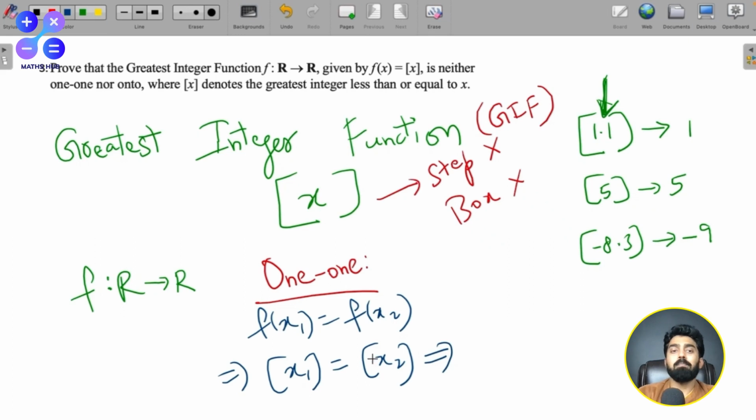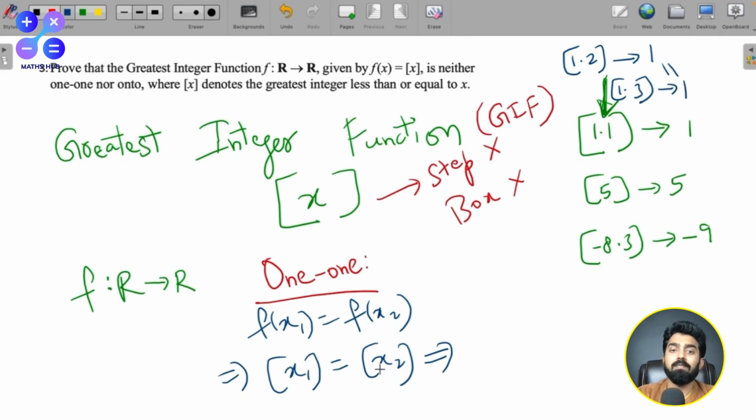Now, if we have two values equal in a greatest integer function, can we say x1 equals x2? No, because if you have the step of 1.2, this will also give you 1. If you have the step of 1.3, this will also give you 1. 1.1 also gives you 1. So x1 could be 1.2, x2 could be 1.3. Even though these two are equal, see, 1 is equal to 1.